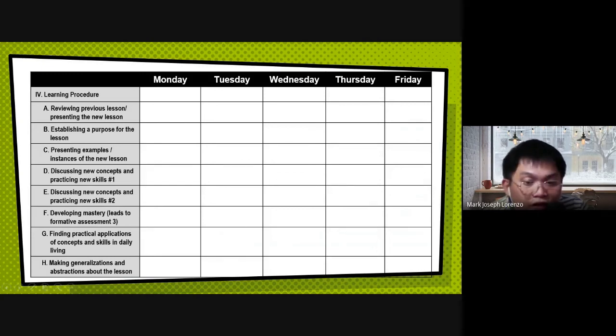During the lesson, ito yung DEF, no? We discuss new topics and practice new concepts, skills, no? Number 1, we pose good questions, no, to gauge if they understood the lesson. If not, reteach. Sa number 2, we encourage learners to find new ways to apply learning. We can use think, pair, share, group, teamwork, no, individual.